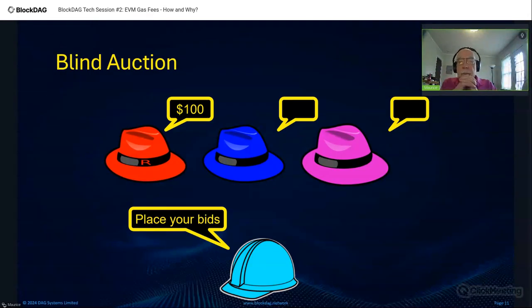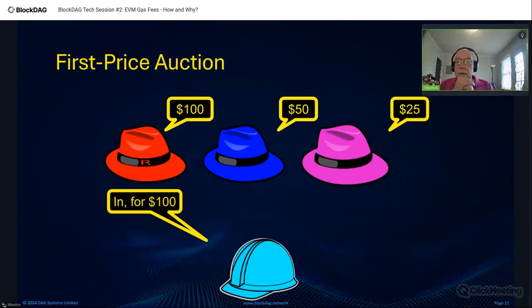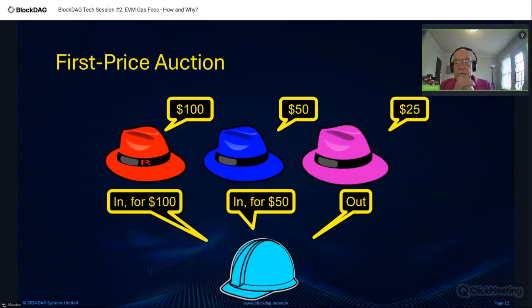So economically, people who work on what's called game theory have studied these kinds of situations, and they call what's going on a blind auction. The idea is we're auctioning space on the blockchain. You get to make one bid, and you have no idea what anyone else is bidding. So here, the miner is saying, okay, I'm accepting bids for slots on the blockchain. The red client bids 100, and the others bid 50 and 25.